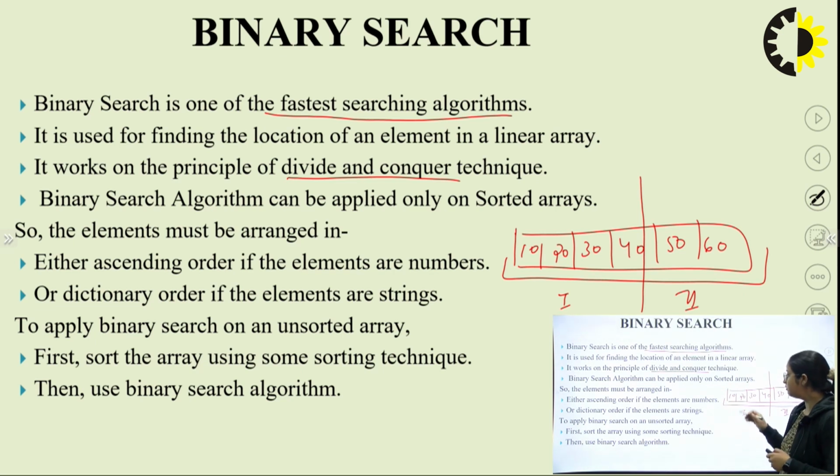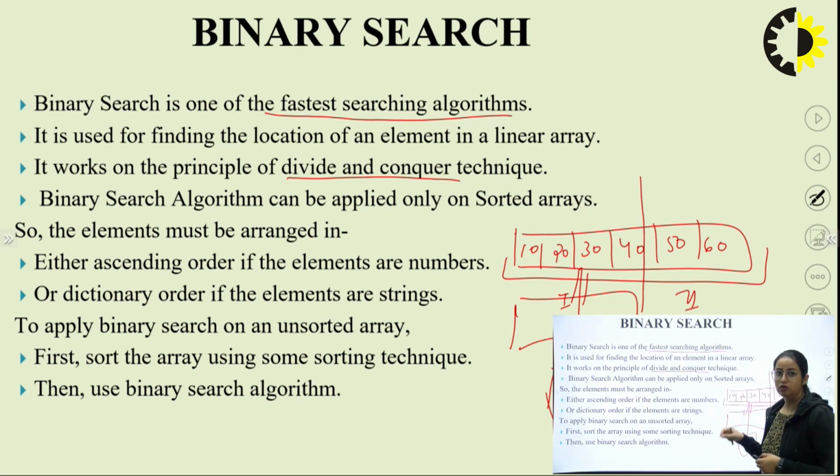After dividing into two parts, again we divide into two parts. Similarly we get the element that we want to find, with the help of this divide and conquer. That means in binary search, we divide the elements, then apply the binary search algorithm again over them, and then we find the element.